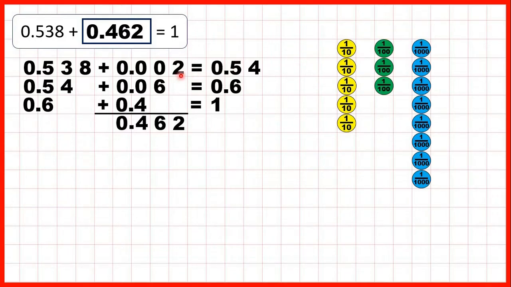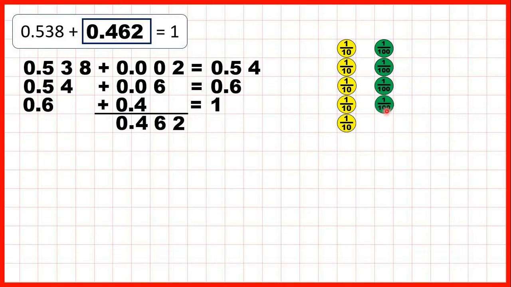First, we added 2/1000ths. When we do that, we get 10/1000ths, which is the same as 1/100th. So that leaves us with 4/100ths, and with the 5/10ths gives us 0.54. Then we added 6/100ths, so if we add 1, 2, 3, 4, 5, 6/100ths, that means we have 10/100ths, so we can exchange those for one more tenth. So that gives us 0.6 because we have 6/10.